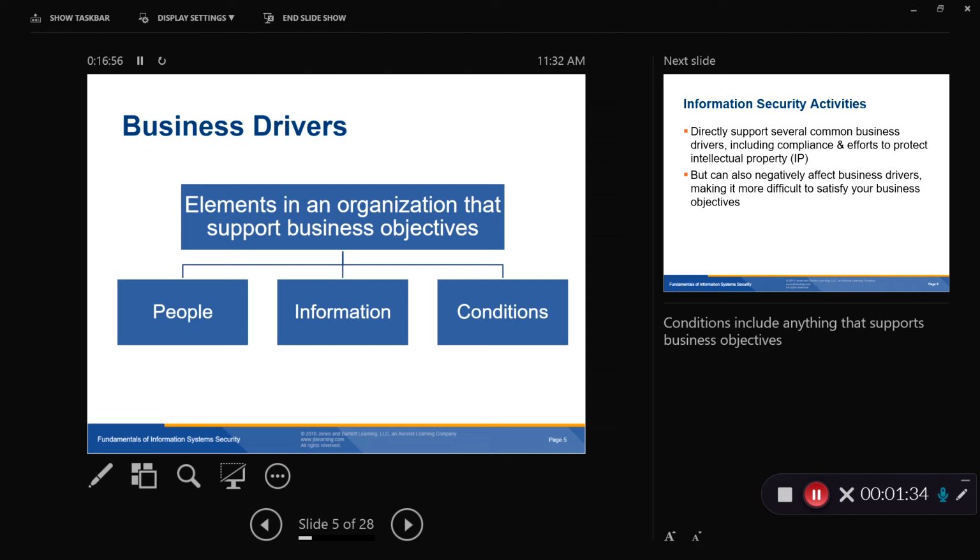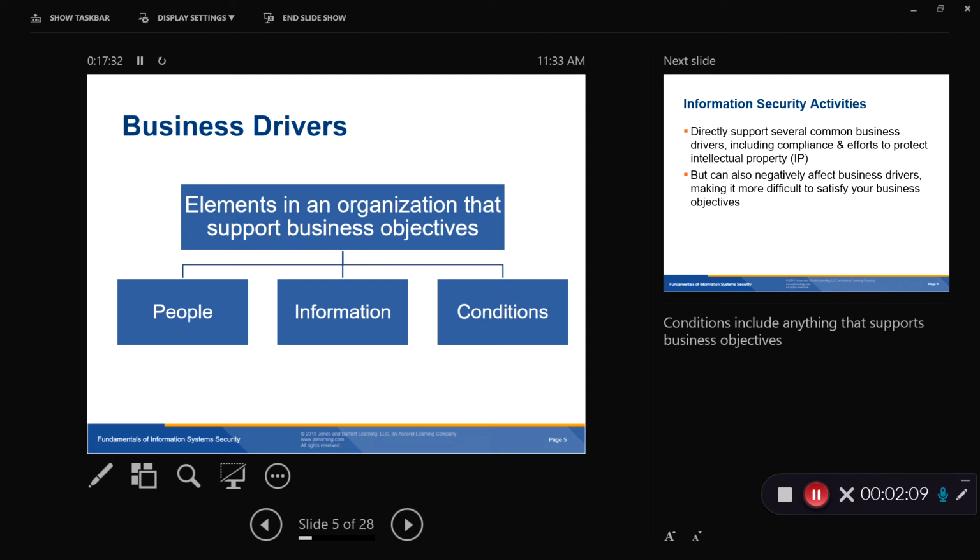Now, the other thing we have to worry about as a business driver are the people that aren't in our organization, and those, of course, are our customers. Our customers are important. We have to protect their information. We have to make it easy for them to be able to purchase our product, to see our product. And so people are very important. And then they're the bad guys. We have to worry about the people that are going to try and access our information illegally.